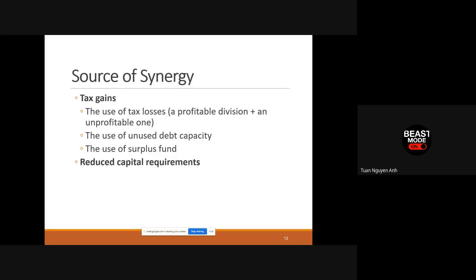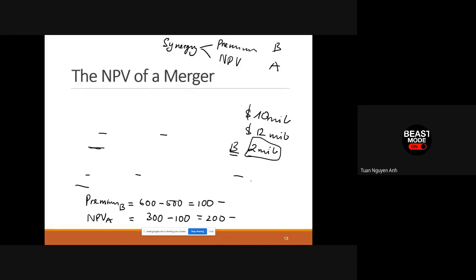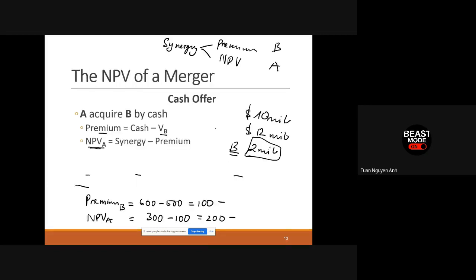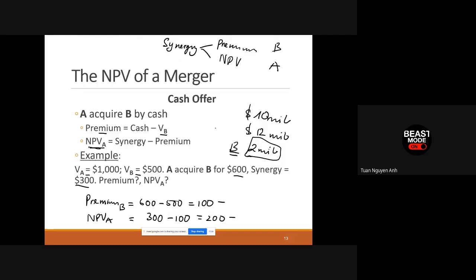Next, we can have some sorts of synergies from reduced capital requirement. One example is we can reduce the duplicate facilities. Instead of two buildings, we can sit all in one building, or we can consolidate the R&D department. Instead of two labs, we can use one lab for all of the operation. So that's it for the sorts of synergy, and we have already gone through this.